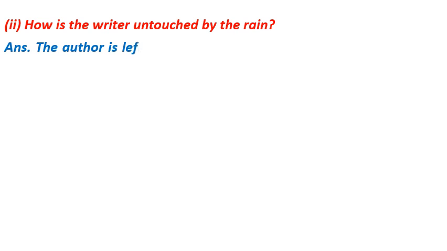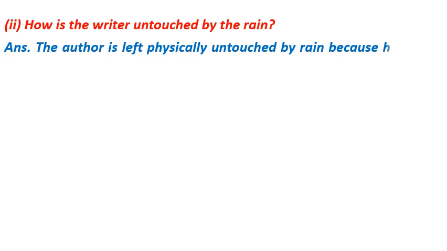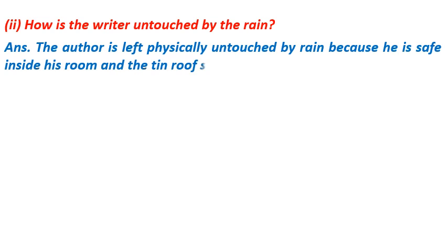Part 2 is, how is the writer untouched by the rain? The answer of the question is, the author is left physically untouched by rain because he is safe inside his room and the tin roof stops the rain from leaking inside.